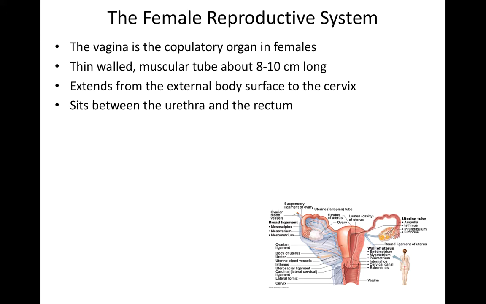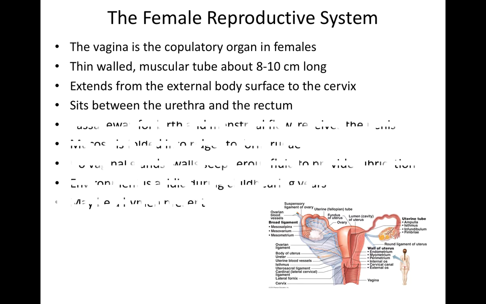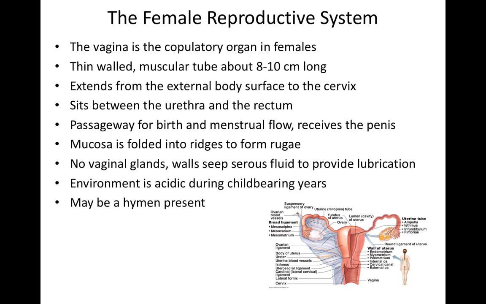Anatomically, it sits directly between the urethra and the rectum. So it's posterior to the urethra and anterior to the rectum. This means that vaginal pain can also present as urethral pain or rectal pain. And there is definitely some overlap in the sensation there. So this is the passageway for anything that's going to come in or out of the female reproductive system. Birthing, menstrual flow, penis, whatever.